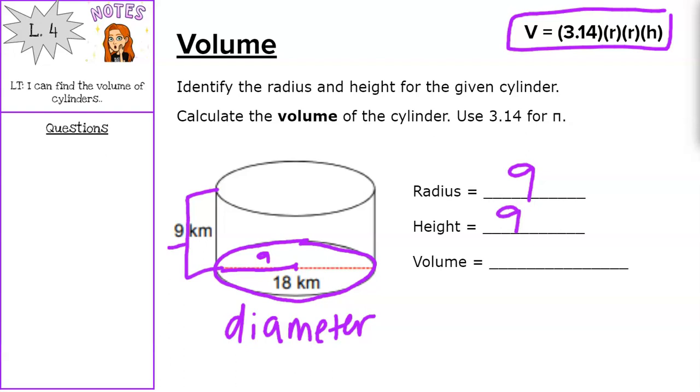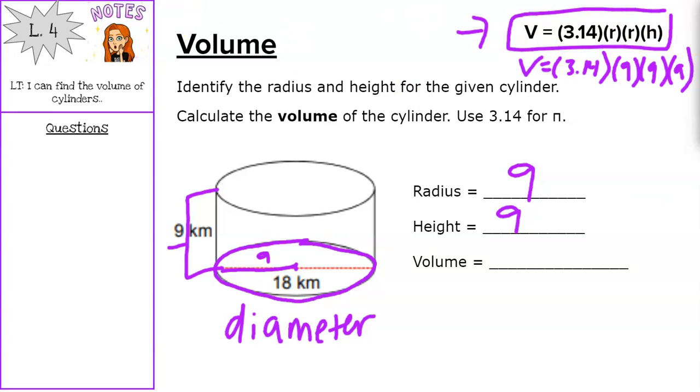And now all we have to do is plug those numbers into our formula. So we have volume equals 3.14. We put 9 in for our radius. And since the height and the radius are the same, we'll put 9 in for the height. And then all we have to do is use our calculator to calculate that.